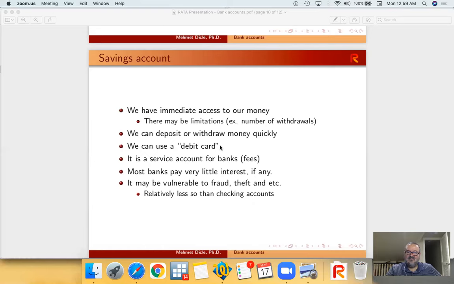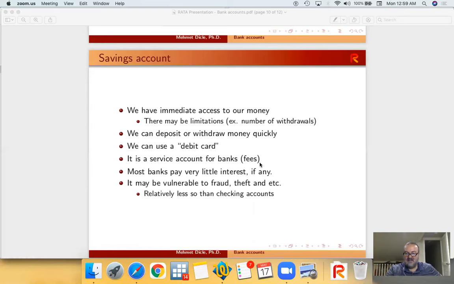Then that really turns your savings account into a checking account, and then you just really lose that layer of security that you have in a savings account. It still is a service account, and the banks usually charge fees for having a savings account. You're basically giving up your money to the institution for safekeeping, and for that safekeeping, they charge you a fee.